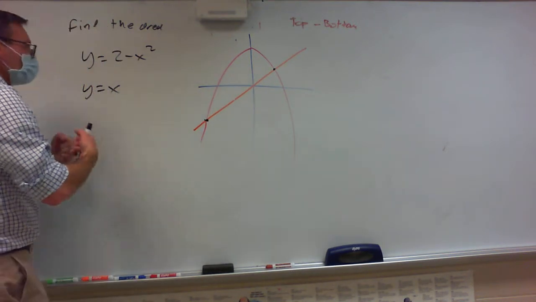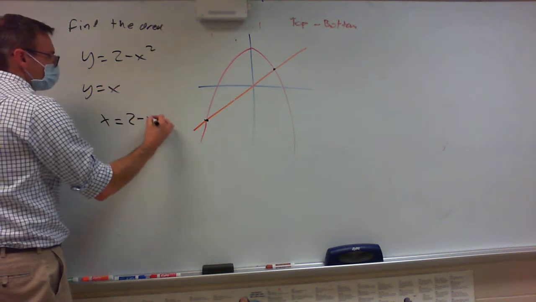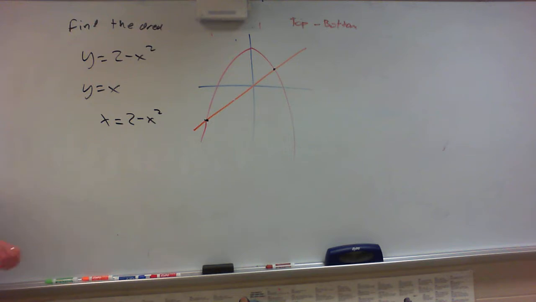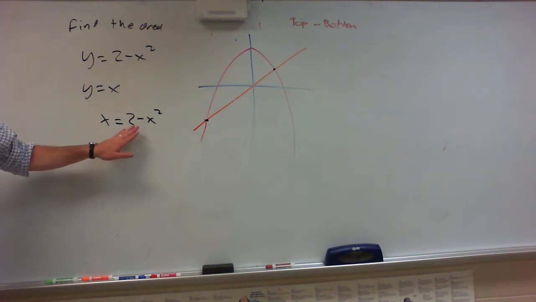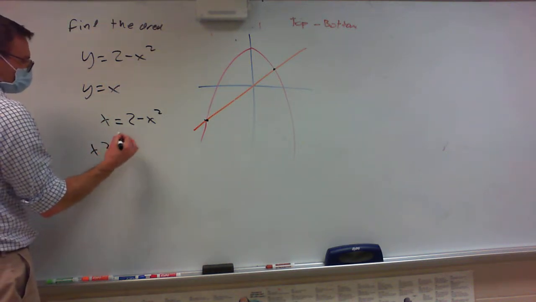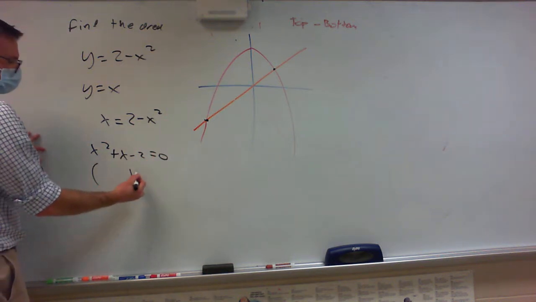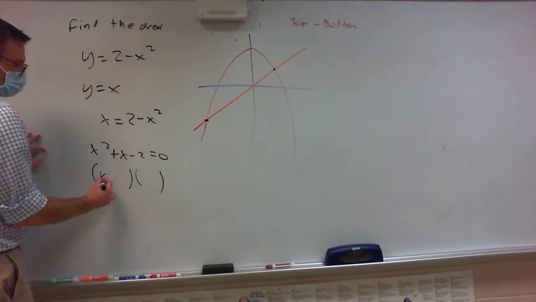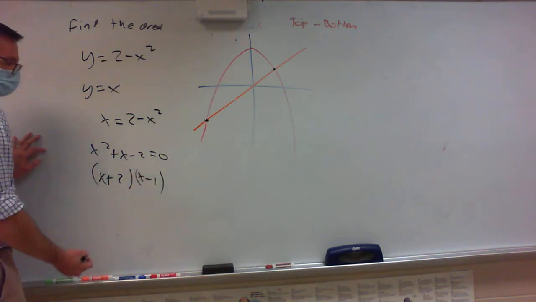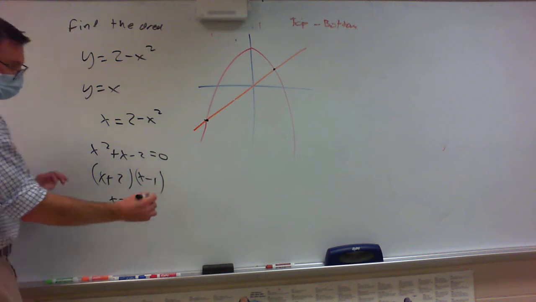So if I set the equations equal, that's going to give me x equals 2 minus x squared. Anytime you see x squared and x and a number, you set it equal to 0 and hope you can factor. So this is going to give me x squared plus x minus 2 equals 0. This factors as x plus 2 times x minus 1, and so I end up with x equals negative 2 and x equals 1. Is everybody okay with that?